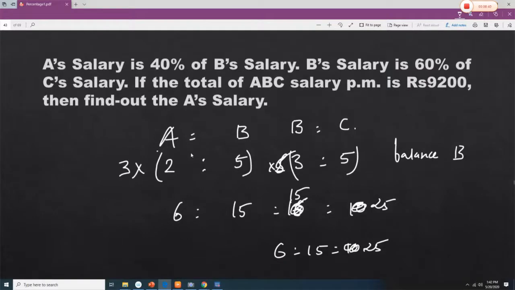A's salary is 40% of B's salary, and B's salary is 60% of C's salary. If the total of A, B, C salary per month is 9,200, then find out A's salary. So A's salary is 40% of B's salary.